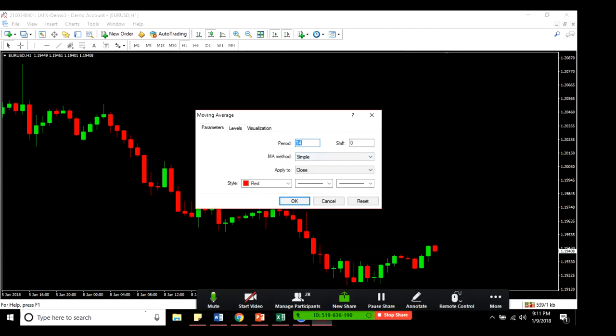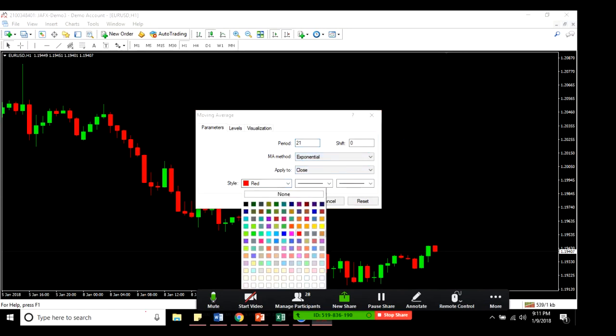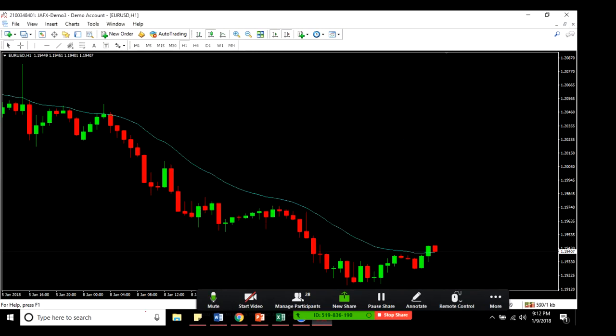For this moving average, we want it to be a period of 21. The MA method, or the moving average method, we want to be exponential. The style or the color of it doesn't really matter. For this purpose, I'm going to use an aqua or light blue. All right, that's the first indicator we have.